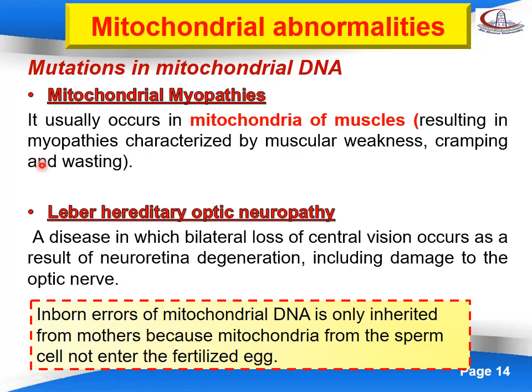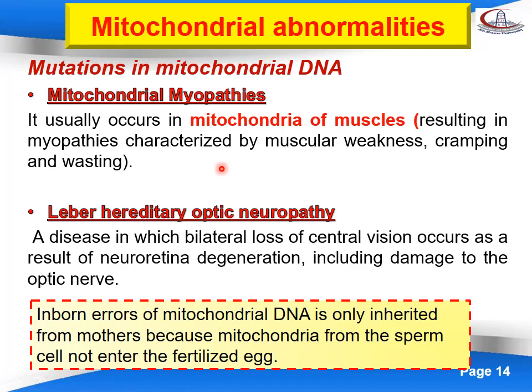Another clinical disorder of the mitochondria is called Leber hereditary optic neuropathy. From its name, this is a disease resulting from defective mitochondria of the optic nerve. This results in decreased ATP, which causes bilateral loss of central vision, neuroretinal degeneration, and damage of the optic nerve.